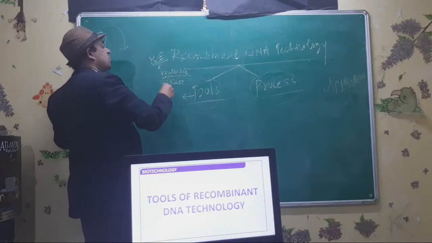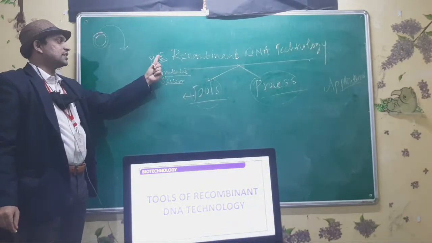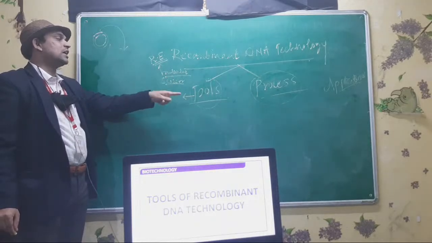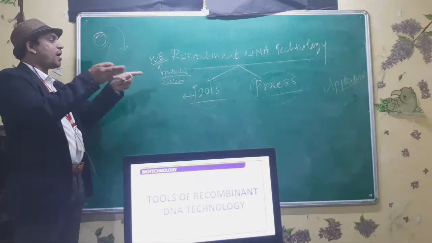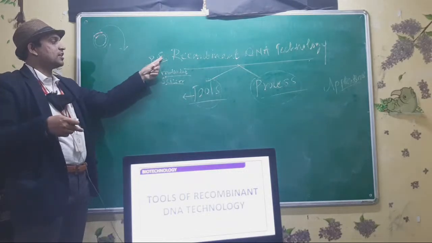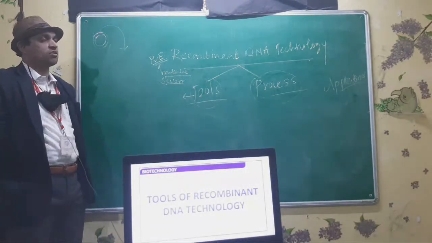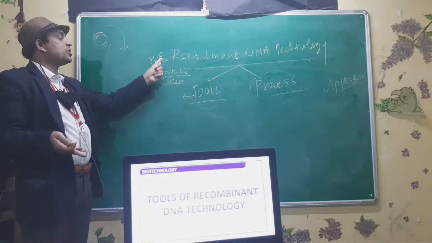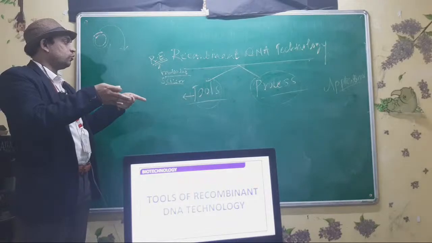This restriction endonuclease is very specific in its functioning. It is called a nuclease because it cuts the DNA, and endonuclease because it enters and cuts the inner part of the nucleic acid, whether it is deoxyribonucleic acid or ribonucleic acid. So endonuclease means it cuts the part which we require or need.